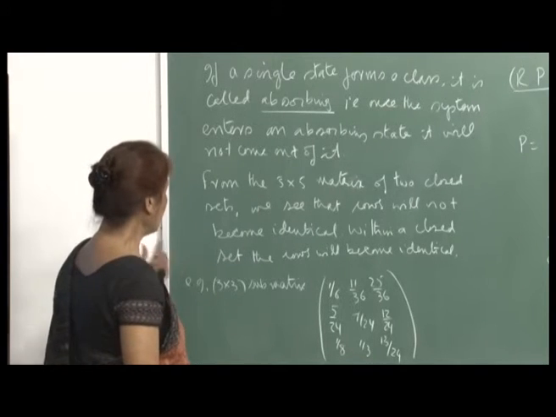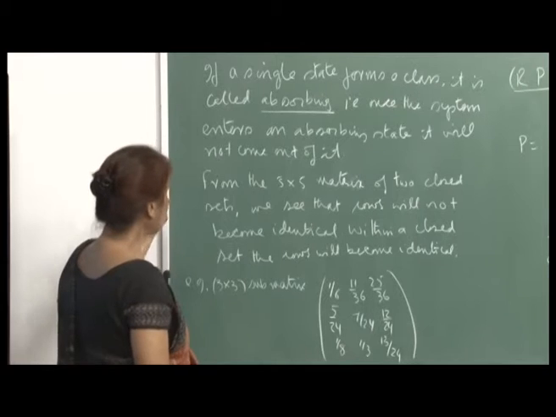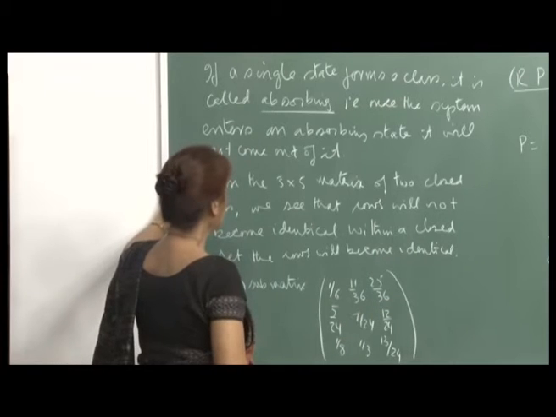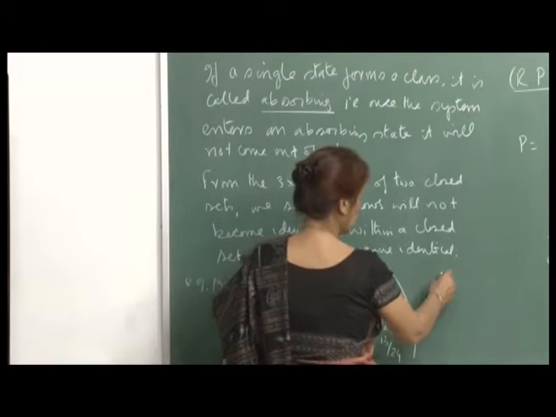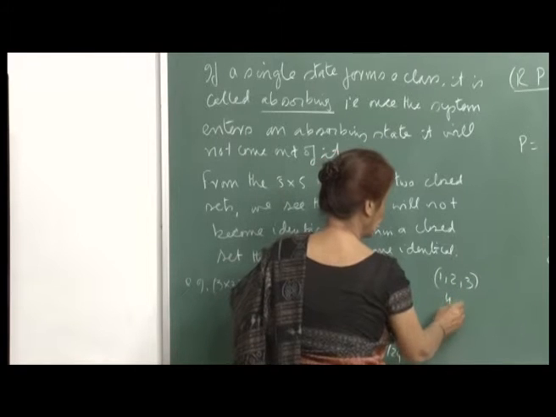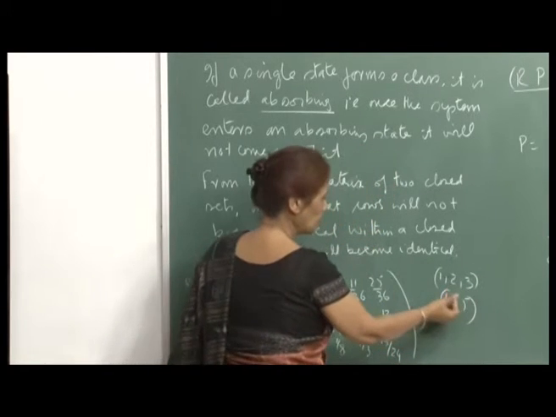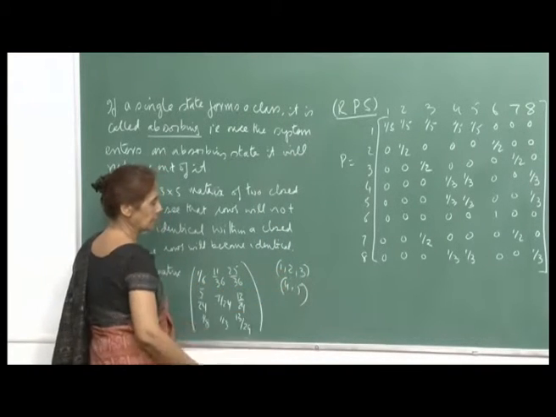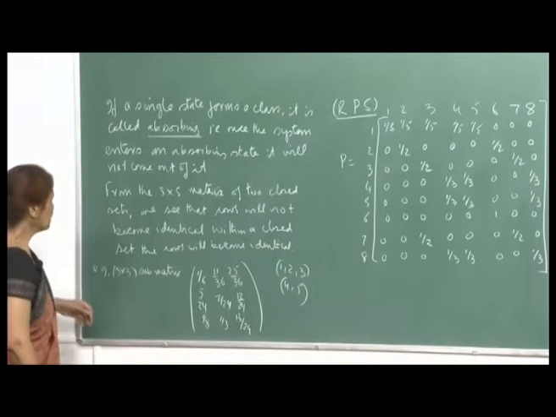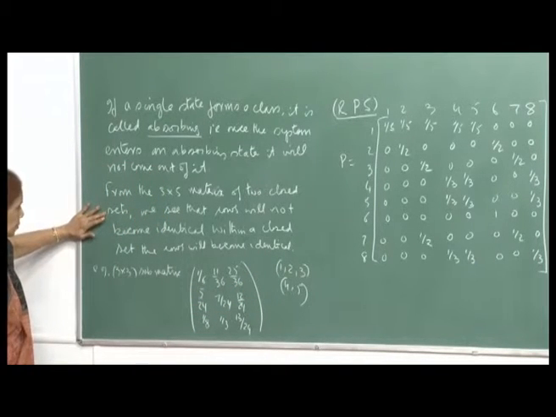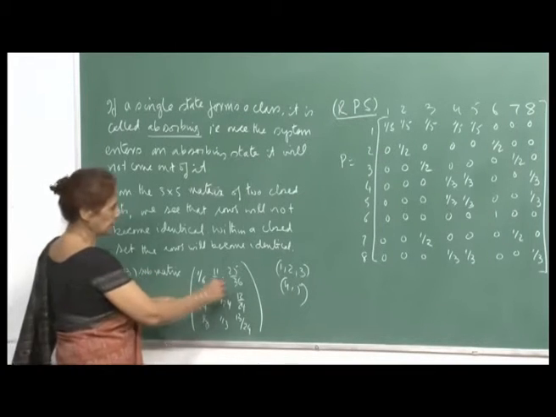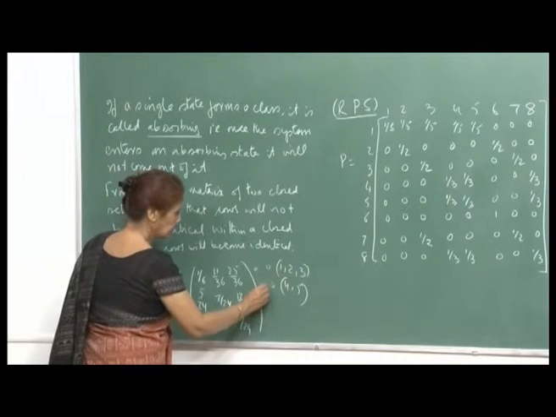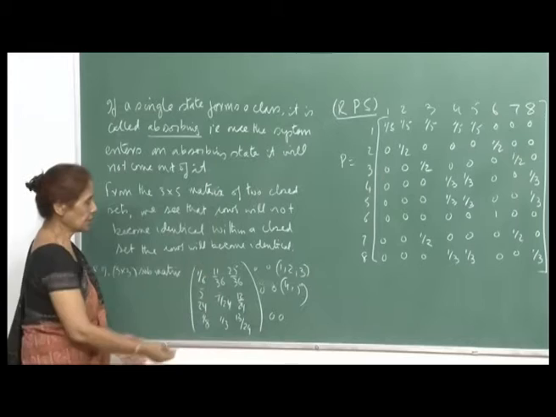Now, from the 5 by 5 matrix of the two closed sets, we just looked at this example in which you had 2 closed sets formed by the states 1, 2, 3 and the states 4 and 5. Remember, there was no communication between the states 4 and 5 and 1, 2 and 3 and vice versa. So, these were 2 closed sets. Now look at the 3 by 3 submatrix, because otherwise it is all zeros.